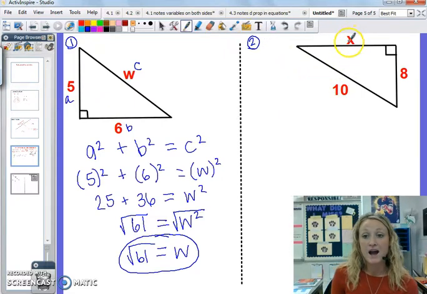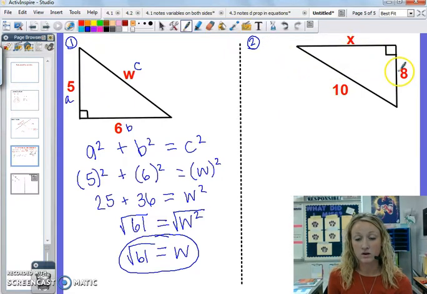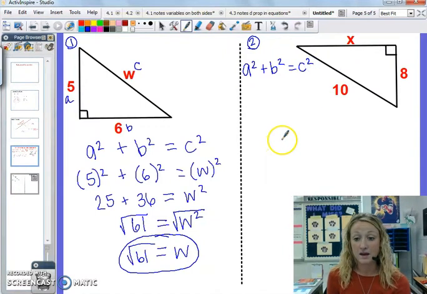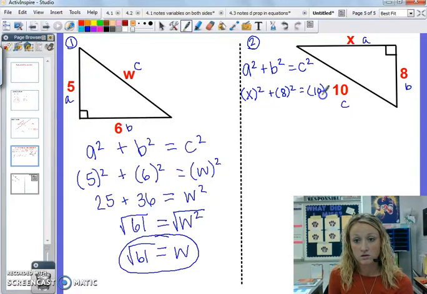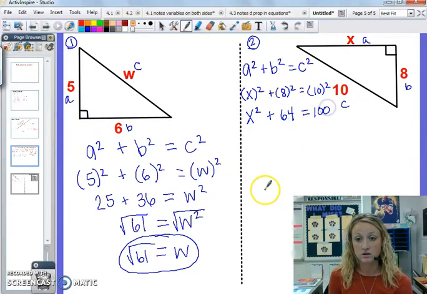This time, I have to find one of the legs. One of the legs is missing. So again, I'm going to copy down my Pythagorean theorem. I'm going to assign each side a variable and substitute using parentheses. Okay, let's go through and simplify. X squared plus 64 equals 100.